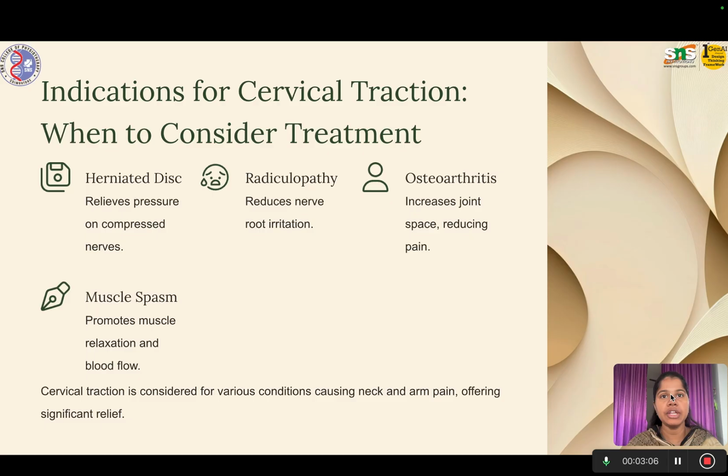What are the indications of cervical traction? So, when do we use it? Cervical traction is indicated in many clinical scenarios. For example, herniated disc, radiculopathy, osteoarthritis, and muscle spasm as well.